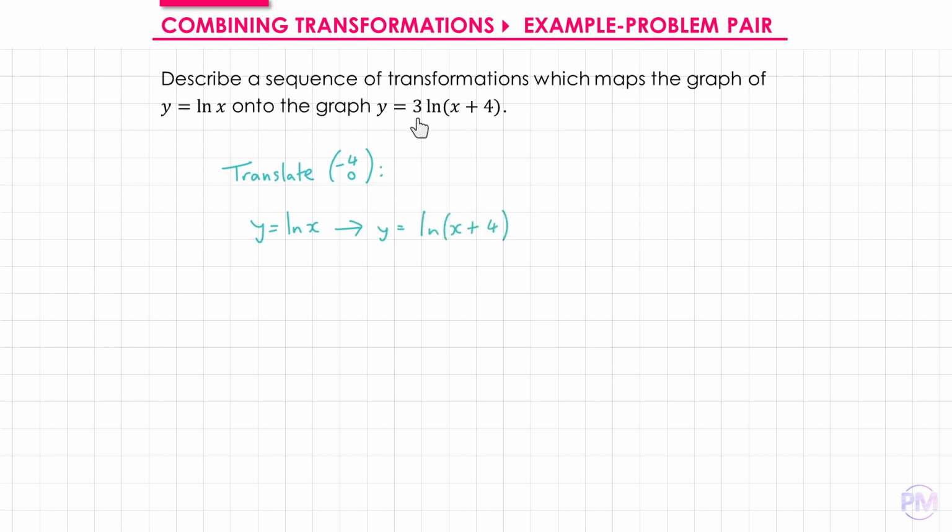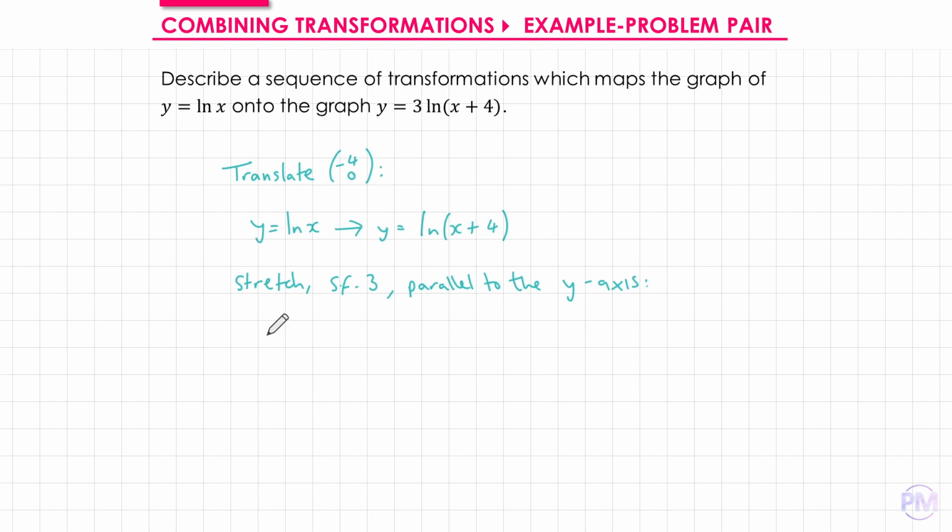Next we need to deal with the 3. You might just spot that multiplying the whole function by 3 is a stretch of 3 in the y direction, or you might divide by 3 and spot that y has been replaced by y over 3. Either way is fine. So we have a stretch of scale factor 3 parallel to the y-axis.